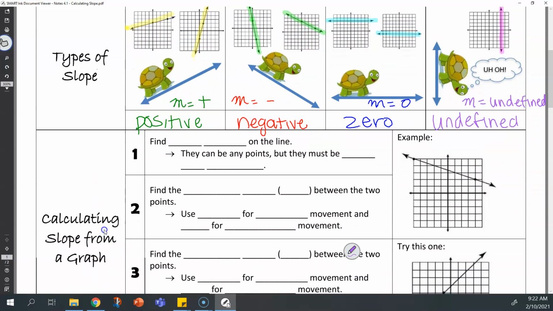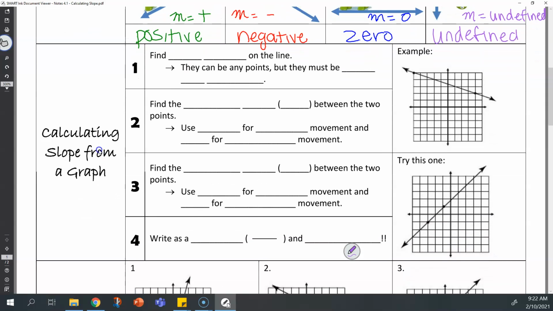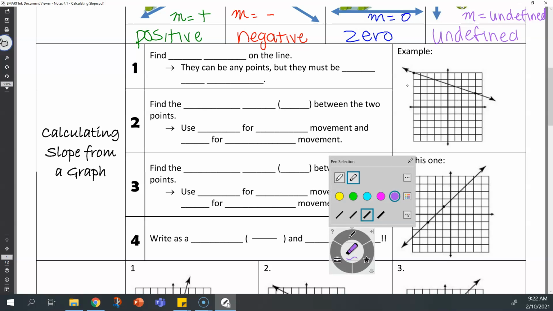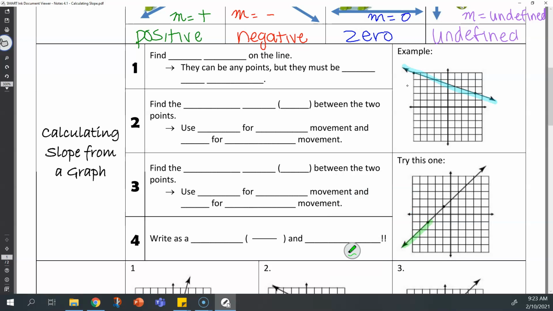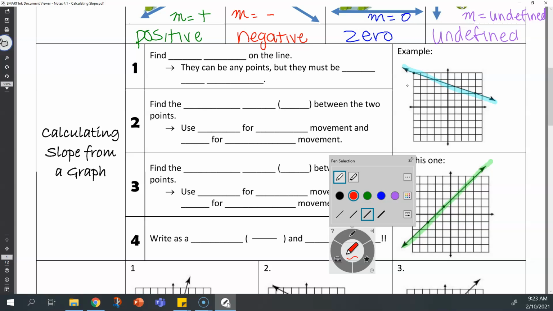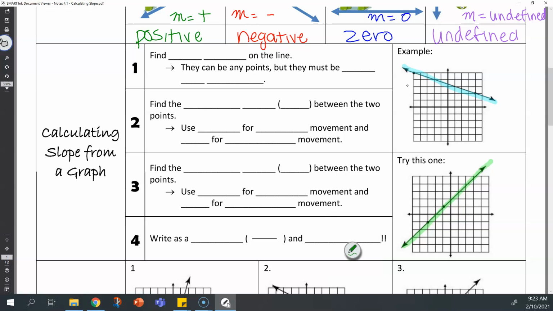All right, so while we are able to say that this example is a negative slope because we are watching it go down as we move from left to right, I know that this is going to be a negative number, but I need to be able to actually figure out what that number is. Okay, same thing with this one. I know that this is going to be a positive slope because it goes up as I move from left to right, but I don't know what that number of the slope is. So that's what we're going to find out today.